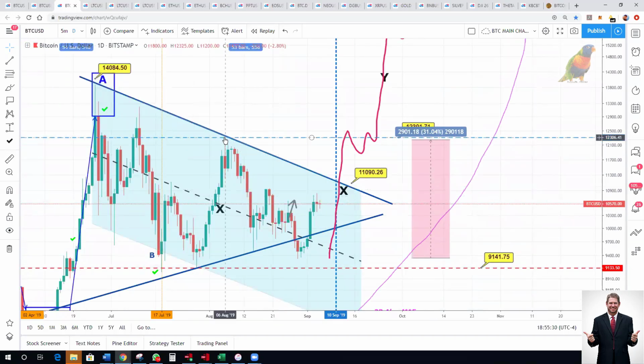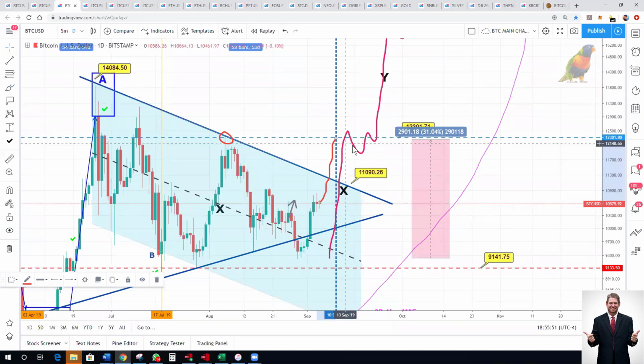See this high point here of 6 August 2019, that high point there. I believe that Bitcoin is going to do this. It's going to start moving upwards here, very strong move, and it's going to head right into that high point.